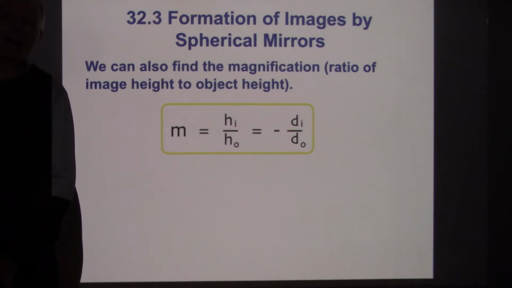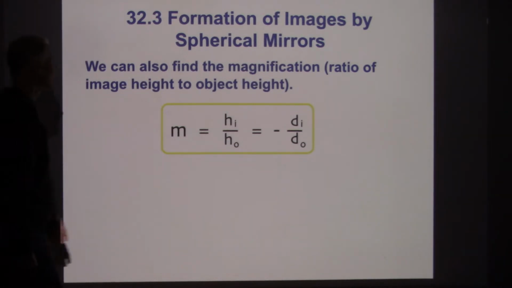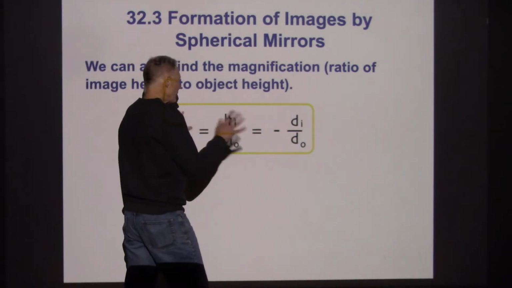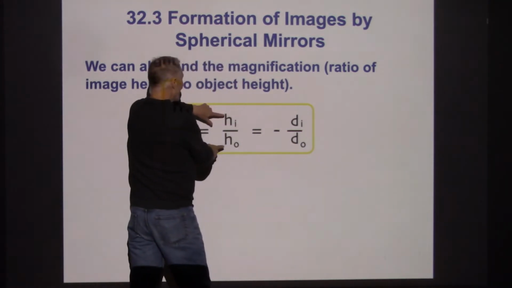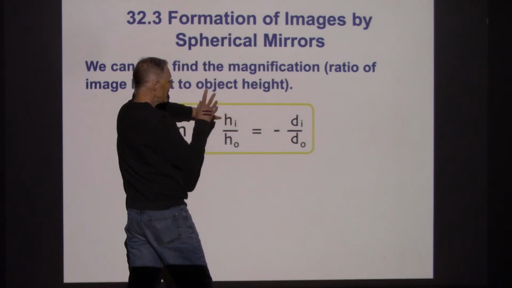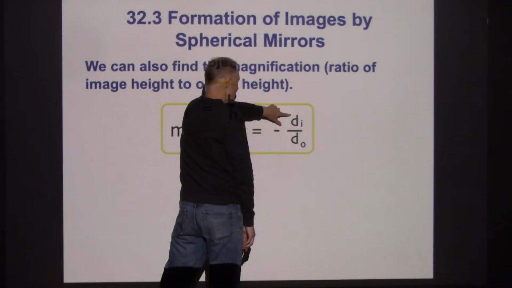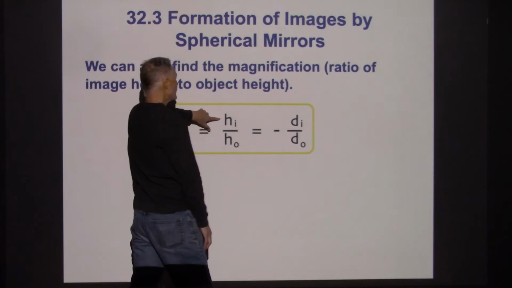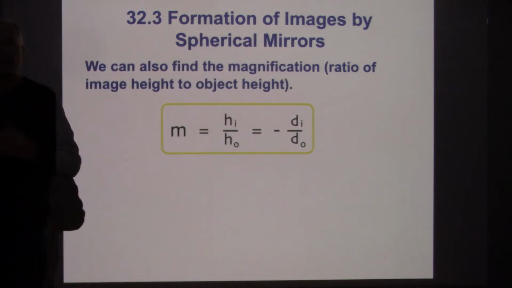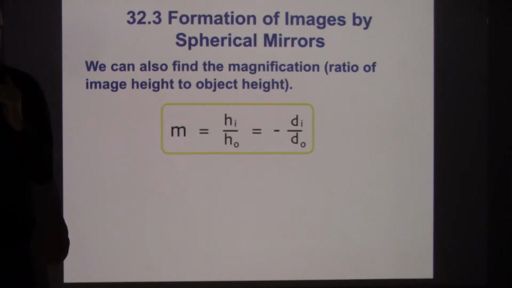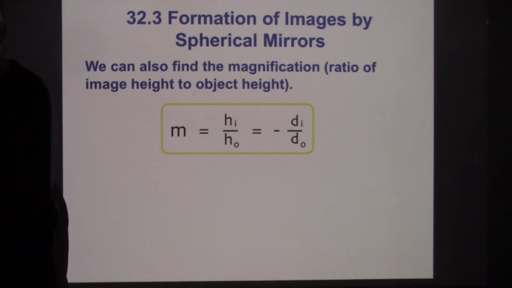So clearly I've got a problem here, because if DI and DO are both positive, then HI will be negative, and kind of vice versa. If the image distance is negative, then this will be positive. So to correct for that, we put a minus sign in there. That keeps track of the official definition of lateral magnification and the sign conventions we have for DO.